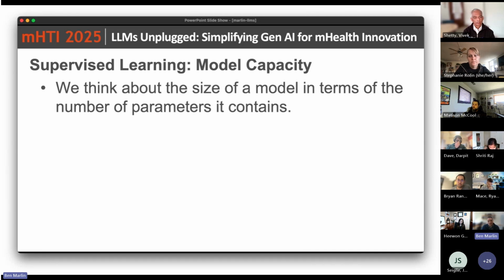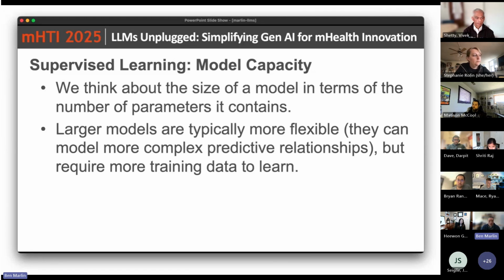We generally think about the size of models in terms of their parameter count. So how many parameters are in the model? How many knobs are there that we can adjust to change the behavior of the model? Generally, models that are larger, that have more parameters, are more flexible. That means they can model more complex predictive relationships, input-output relationships.